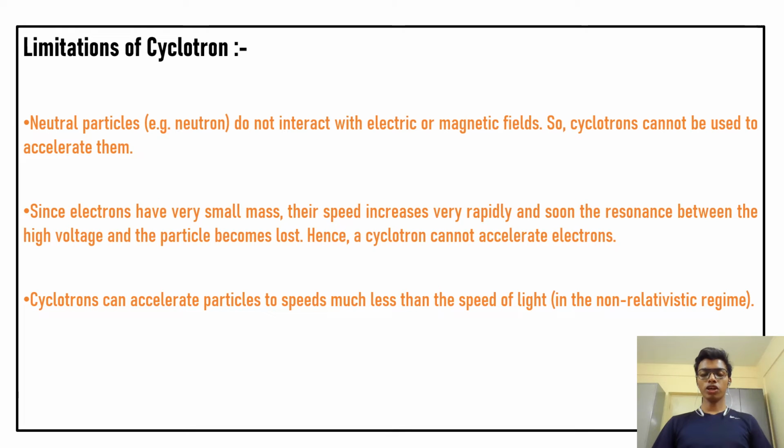Limitations of cyclotron. Neutral particles, example neutron, do not interact with electric or magnetic fields, so cyclotrons cannot be used to accelerate them. Since electrons have very small mass, their speed increases very rapidly, and soon the resonance between the high voltage and the particles becomes lost. Hence, a cyclotron cannot accelerate electrons. Cyclotrons can accelerate particles to speeds much less than the speed of light, in the non-relativistic regime.